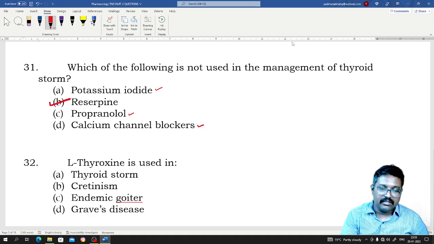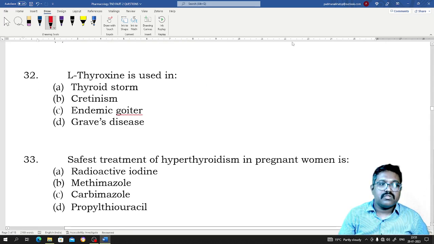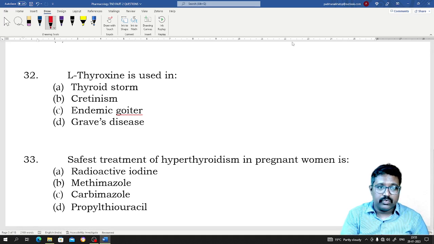Is that clear? Fine. So moving on to 32nd MCQ, that is the L-thyroxine is used in. So L-thyroxine is used in, we cannot use in case of thyroid storm. In cretinism you will go with the growth hormone supplementation, whereas Graves' disease you will go with the antithyroid drugs, whereas L-thyroxine is not used in these conditions, but it is used in case of endemic goiter.